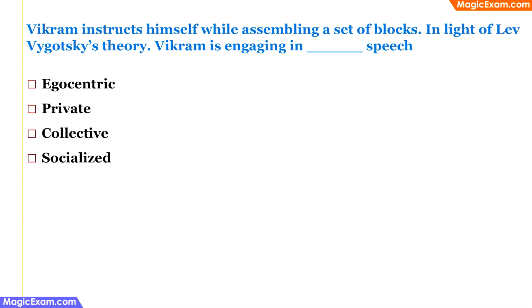Vikram instructs himself while assembling a set of blocks. In light of Lev Vygotsky's theory, Vikram is engaging in what kind of speech? As we have discussed, there are three kinds of speech. There is public speech, there is private speech, and there is silent inner speech. Now, public speech is the normal speech that is used to communicate with everyone. Private speech is what young children use when they are talking to themselves because they are providing instructions or guidance to themselves. And as the children grow up, the private speech becomes silent and it goes inside the mind and it becomes silent inner speech.